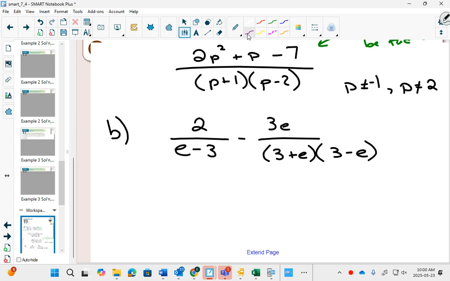And here's where things can get a little bit complicated. You need to remember this special note that we had before, that 3 minus e is equal to negative e minus 3. Because that's going to be important, because we have an e minus 3. If we don't recognize things and make our common denominator too big, it'll make all of our math more difficult to do.